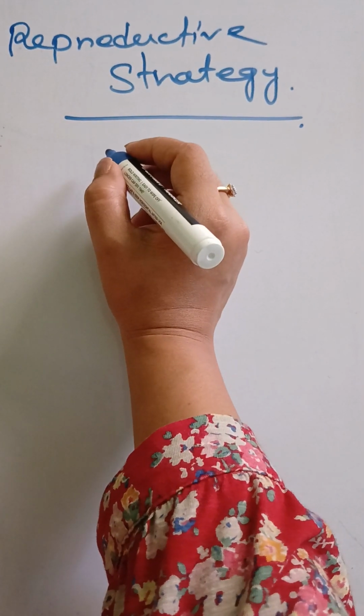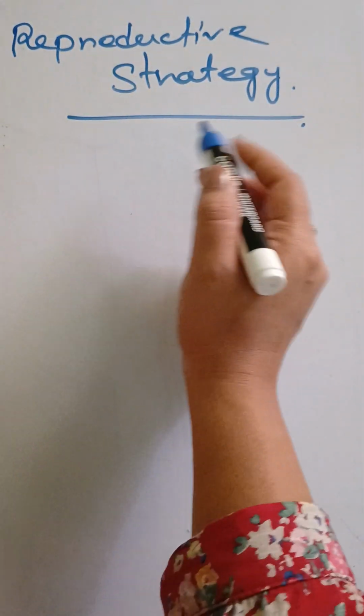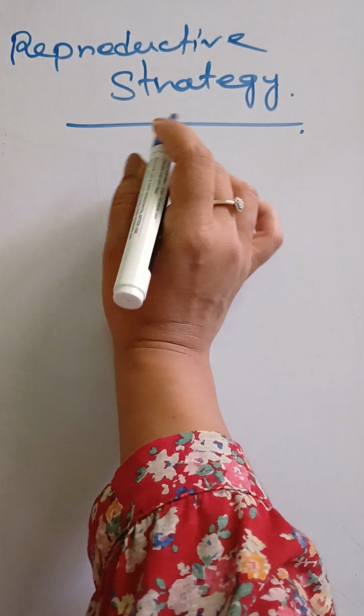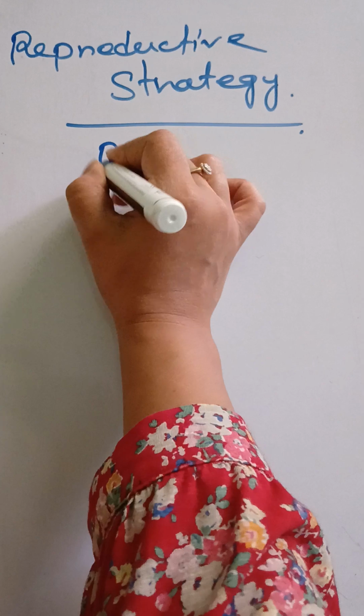Good morning everyone. Today in this video we will learn about the reproductive strategy of bacteria. Now the most conventional method is known as binary fission.